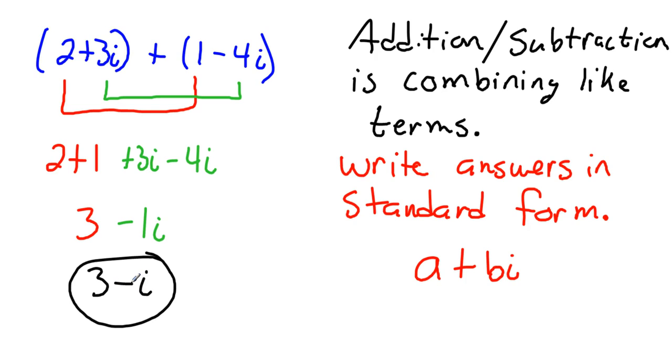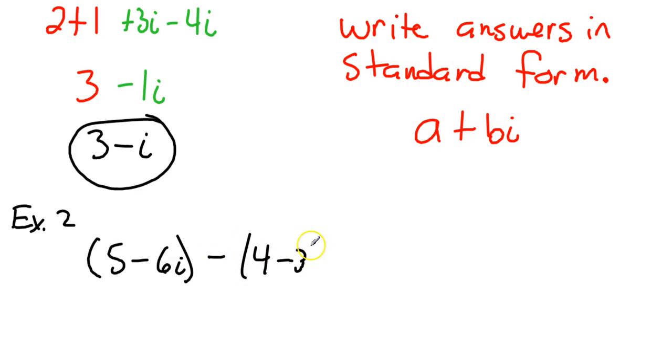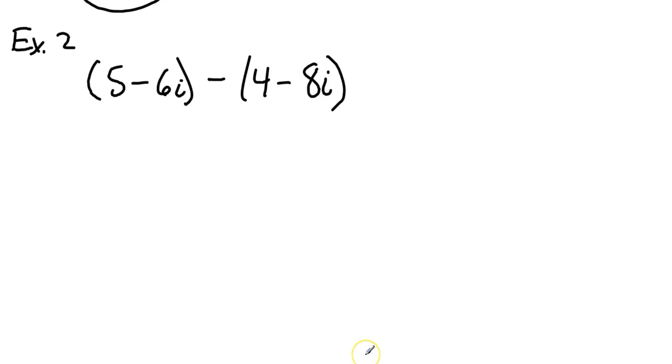All right, now the only thing you have to be, and it's not really a big issue, just one thing to kind of be careful of. Addition, usually it's not a problem because you just combine the like terms and go. If you have one that's subtraction, let's say you have 5 minus 6i and then minus 4 minus 8i. Here's the one thing you have to do, and this, again, it's not a big deal, but just be careful.